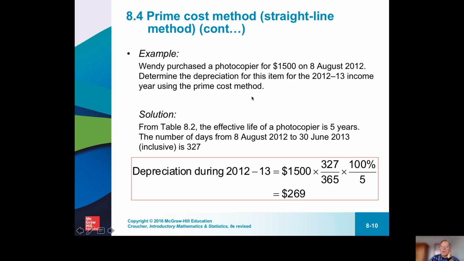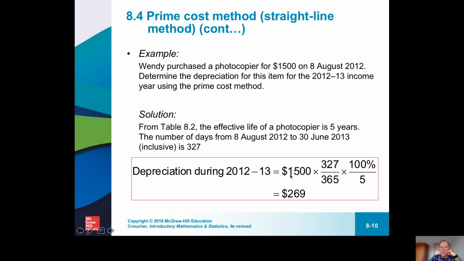So Wendy buys a photocopier for $1,500. She does that on the 8th of August, and we're doing it for the financial year end, 30th of June, the following year, 2013. So we could use that days formula I talked about in Excel. We'll do that in our workshop, but it looks like it's 327 days.